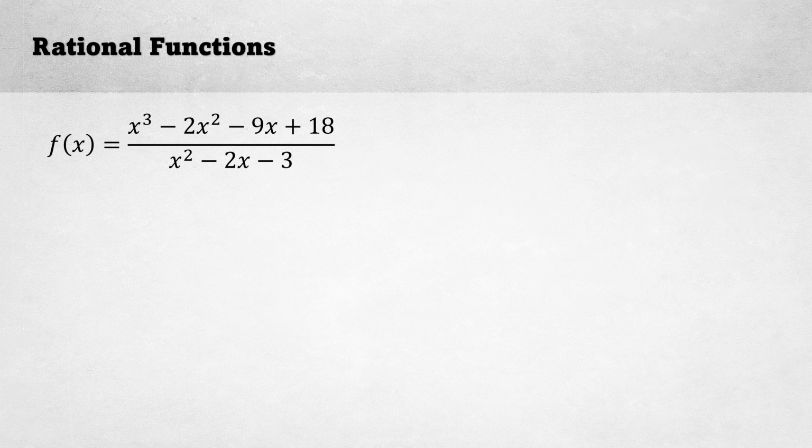First, we need to factor the numerator and denominator. The denominator is easier to factor, so let's factor that first. Factors of -3 that add up to -2 are 1 and -3. So the denominator factors to x plus 1 times x minus 3.